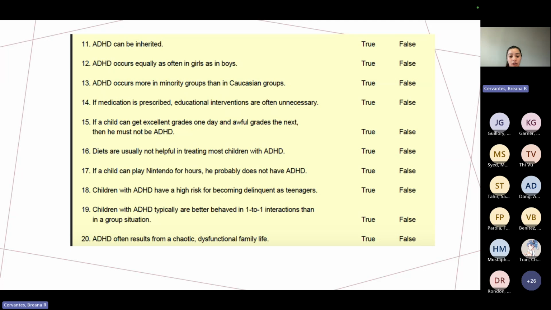And 20, ADHD often results from a chaotic, dysfunctional family life. False. We certainly think there are parenting factors, especially with little kids, that can be improved, but it's not necessarily that they have a chaotic, dysfunctional life. Okay, let's see our answers.